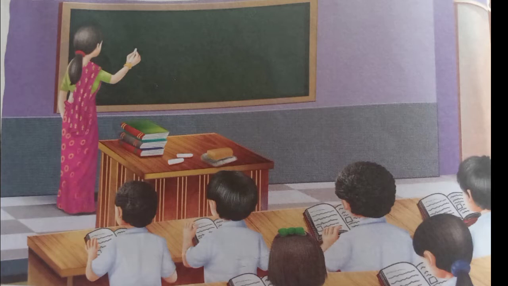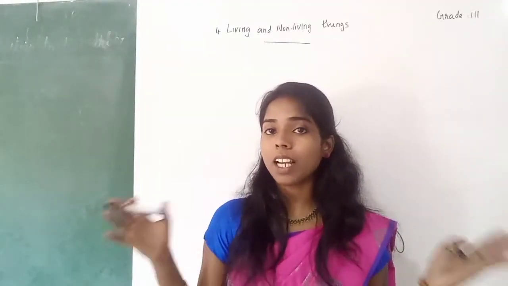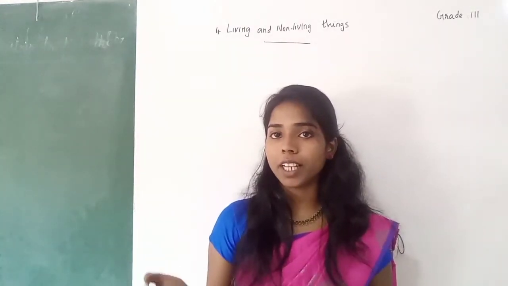Right? So students, in every place and in every situation we can see both living and non-living things. Okay, so we are surrounded by both living and non-living things. Okay, do you understand? So students, we see that the things around us can be living or non-living things, right?